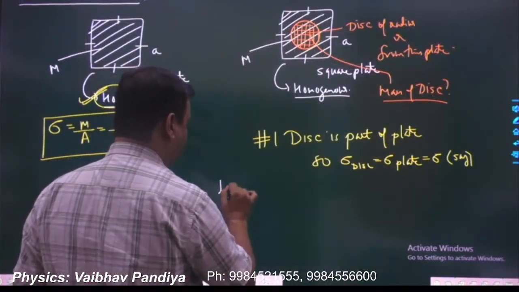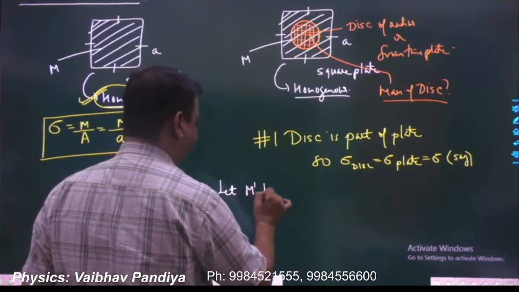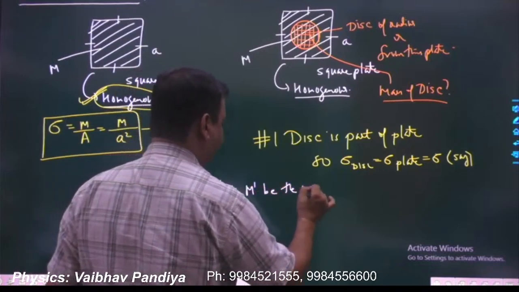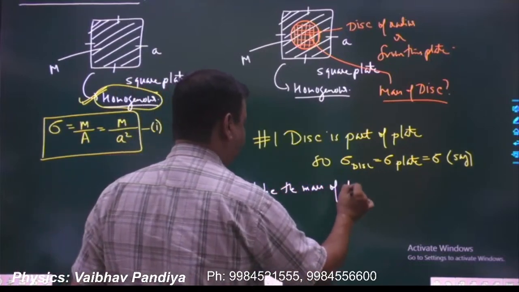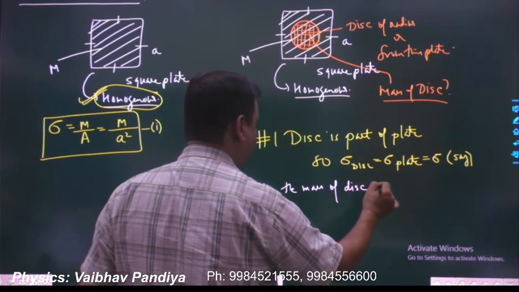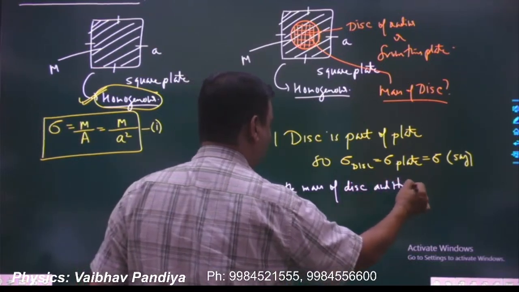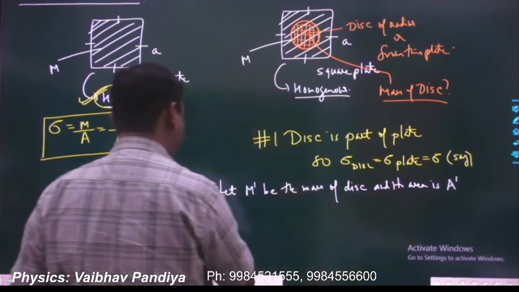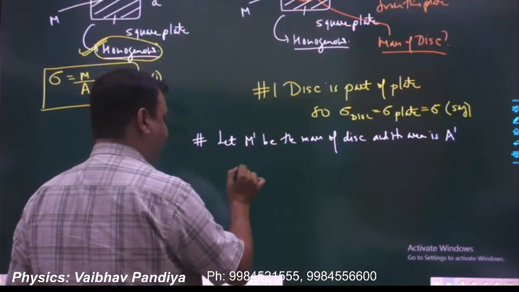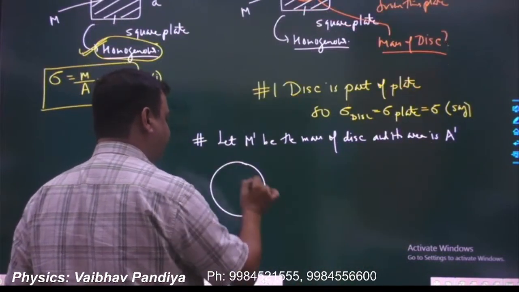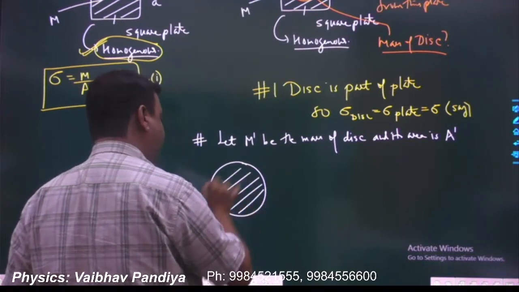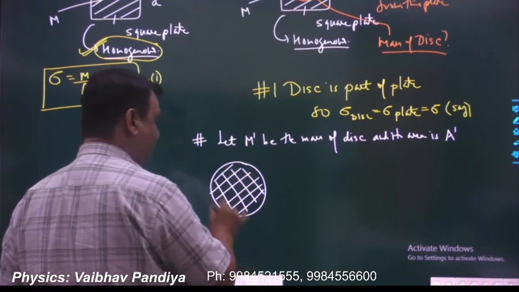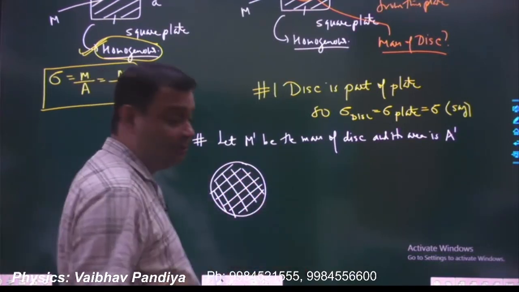Now let m dash be the mass of the disk and its area is A dash. This is the assumption we are taking. Now we know since the disk is part of the square plate and the square plate is homogeneous, of course your disk will also be homogeneous.